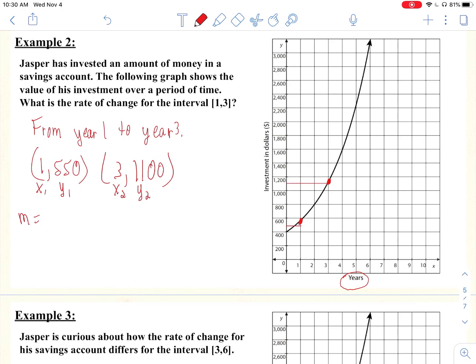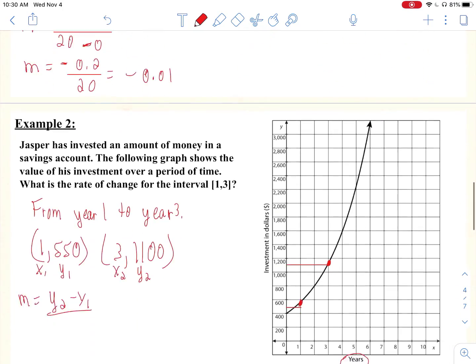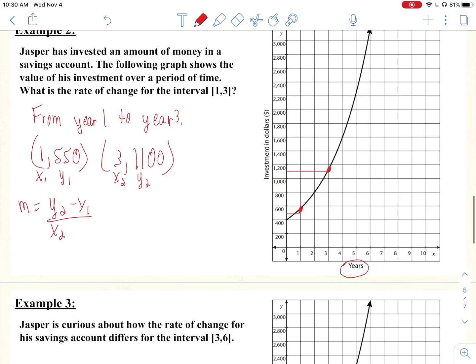We're going to use our rate of change formula, which is y2 minus y1, our change in y, over our change in x, x2 minus x1. Find each value within each ordered pair. We're going to go ahead and substitute these in. My y2 is 1,100 minus my y1, which is 550, over my x2, which is 3, minus my x1, which is 1.